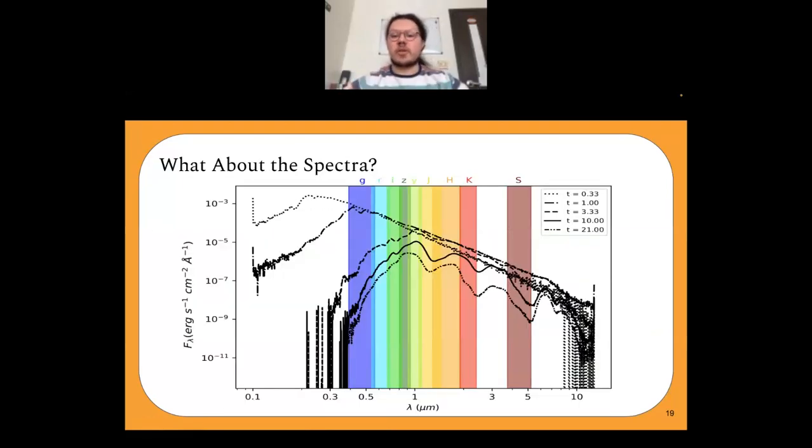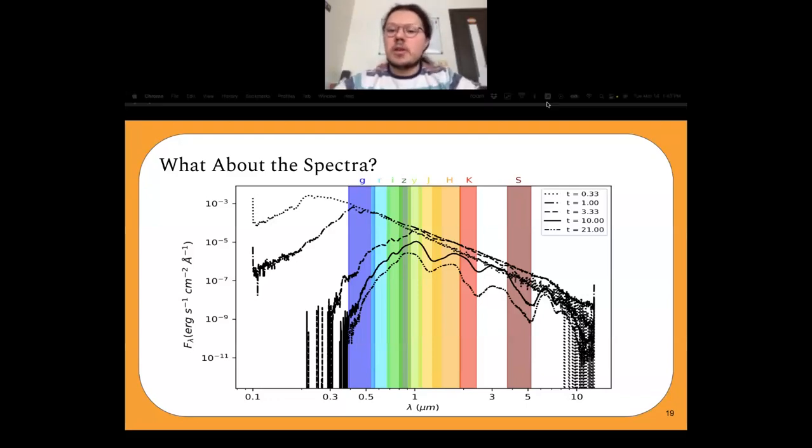So let's get more general, because light curves are really effectively just a subset of the spectra. What can we do with the spectra? So here what I'm showing is an example spectrum from one of our simulations. This does not match AT2017gfo necessarily. This is just one of the spectra in our simulation library. On the y-axis, we have units of spectral energy density in units of ergs per second per centimeter squared per angstrom. And on the x-axis, we have wavelength in units of microns.